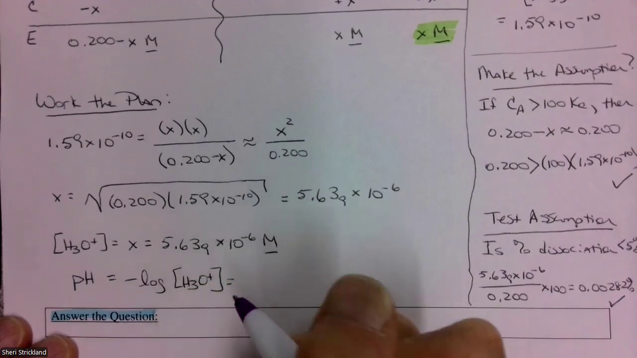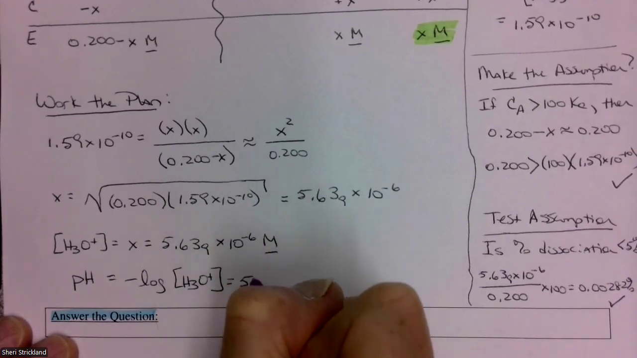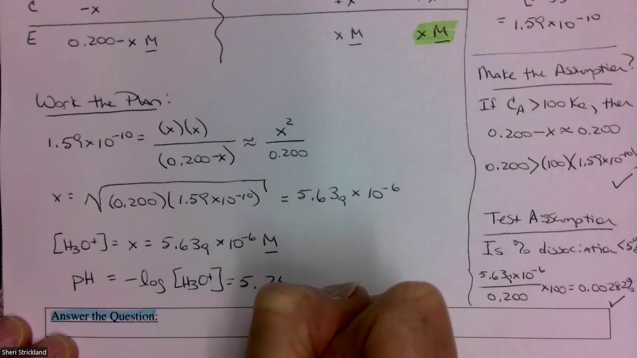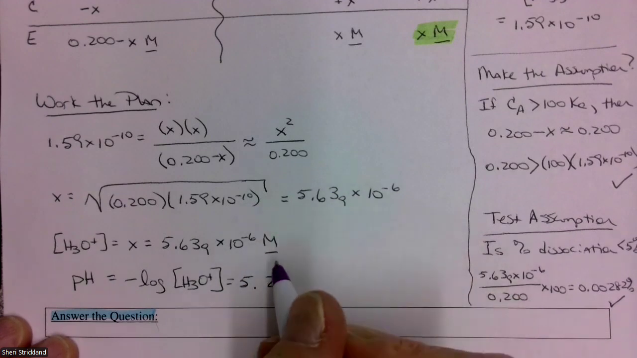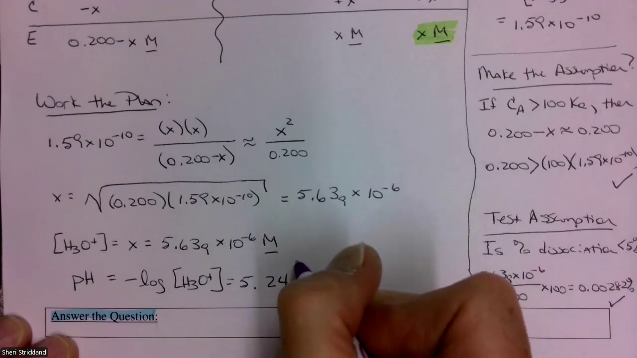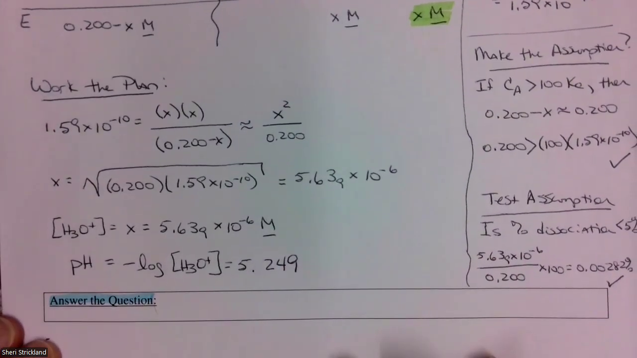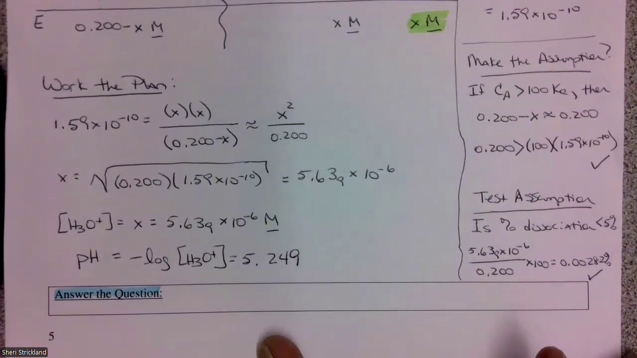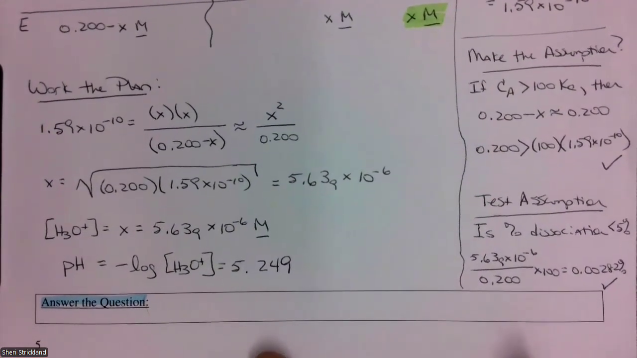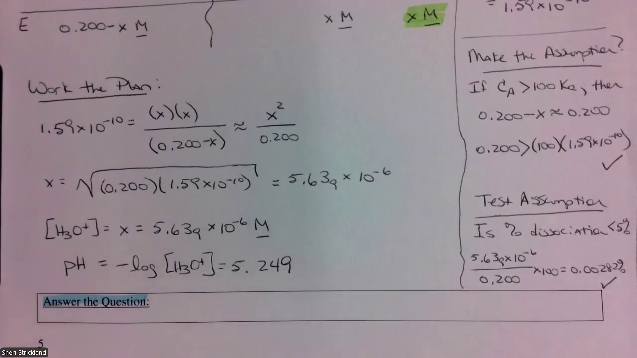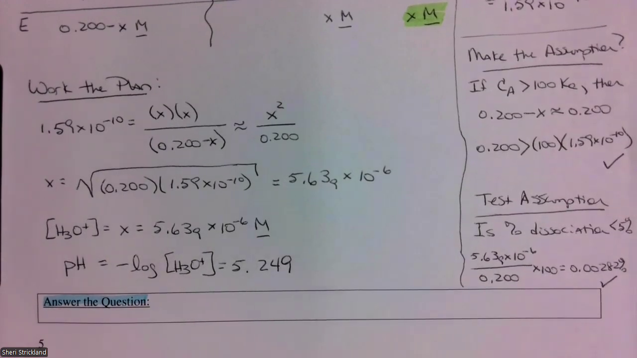And so we'll finish this up. 5.24, and then we'll drop the guard digit from there, so 249. Is that what you got? Let's scoot this over just a smidge, so that's on the screen. So let's answer the question. Write me a sentence. Pause the video. Write a sentence. Come on back.